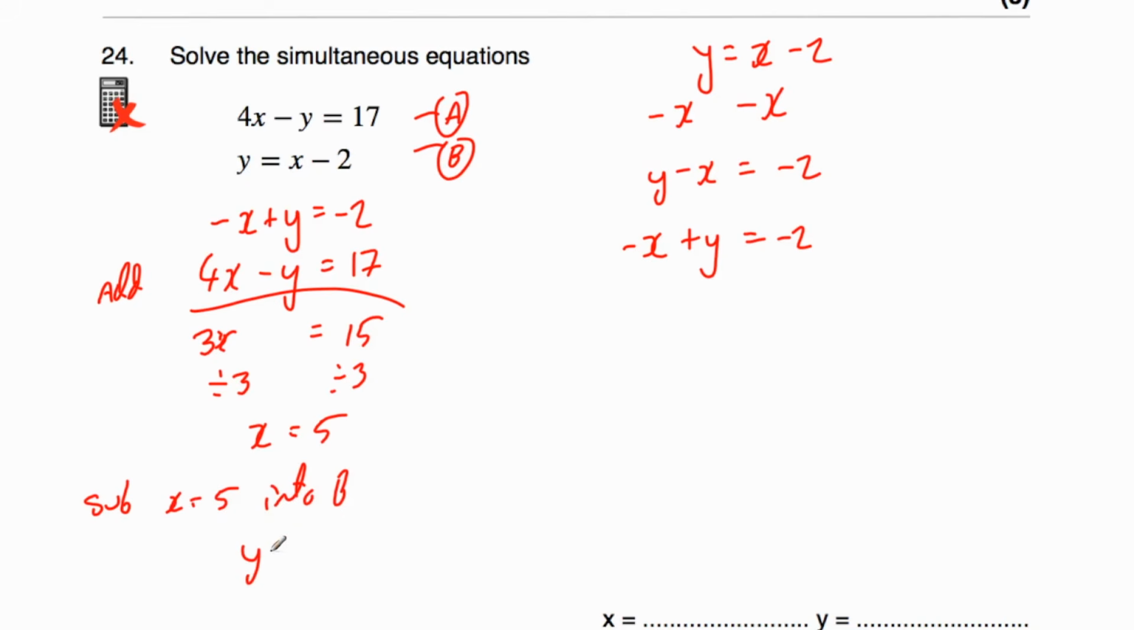So we've got y equals x, which is 5, so 5 minus 2, and 5 minus 2 is 3, so we get y equals 3. So that means that x equals 5 and y equals 3. And we can check in A, so check in A.